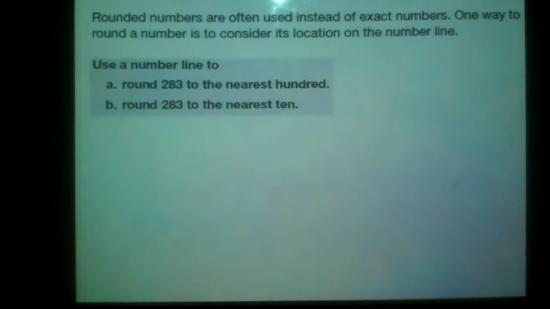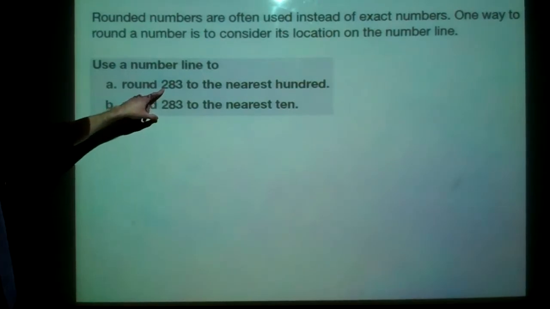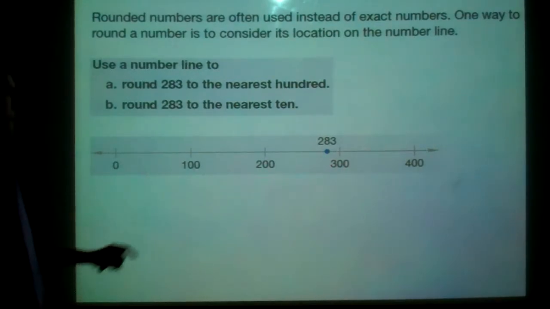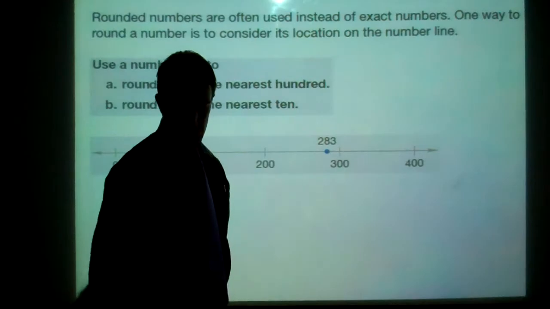Alright, so if we look at 283, we can round that to the nearest 100. We could also round that to the nearest 10. So if we use a number line, which we probably won't do too often, it helps us see why we round up or down. To the nearest 100, that would be here. We're either going to round to 200 or to 300, whichever it's closer to. And we can see that 283 on the number line is far closer to 300 than it is to 200. So we would round this up to 300.